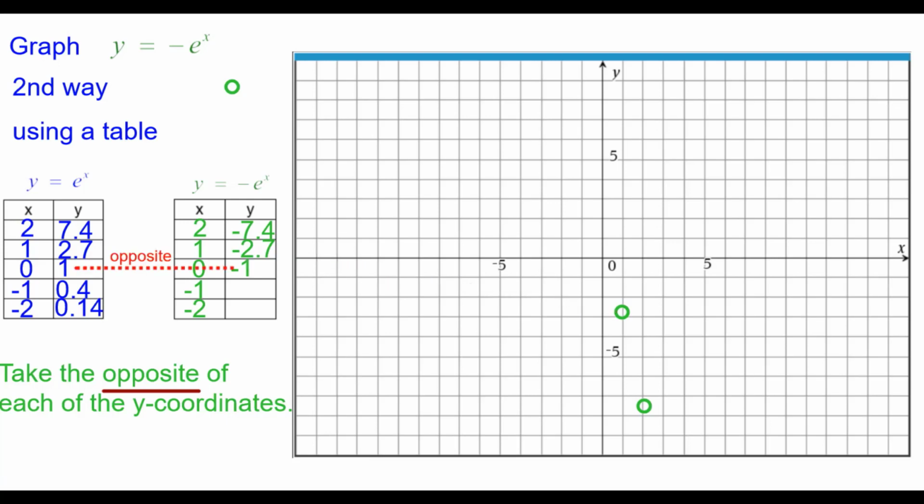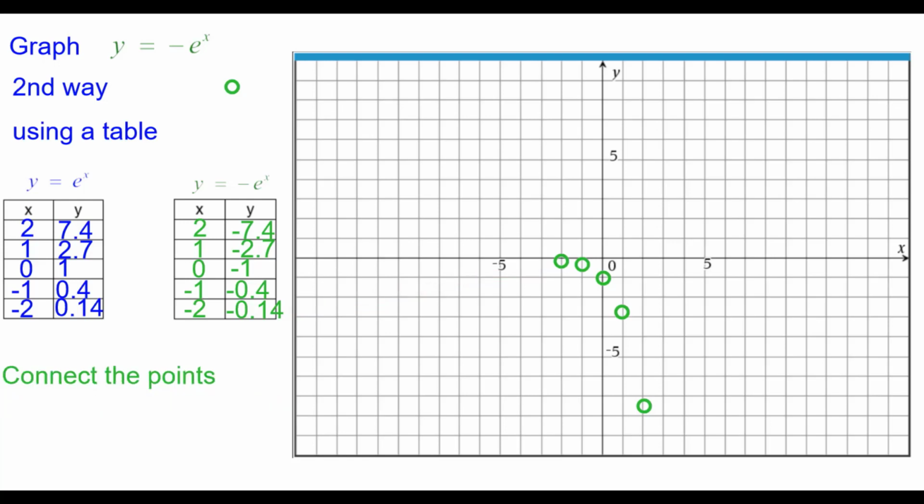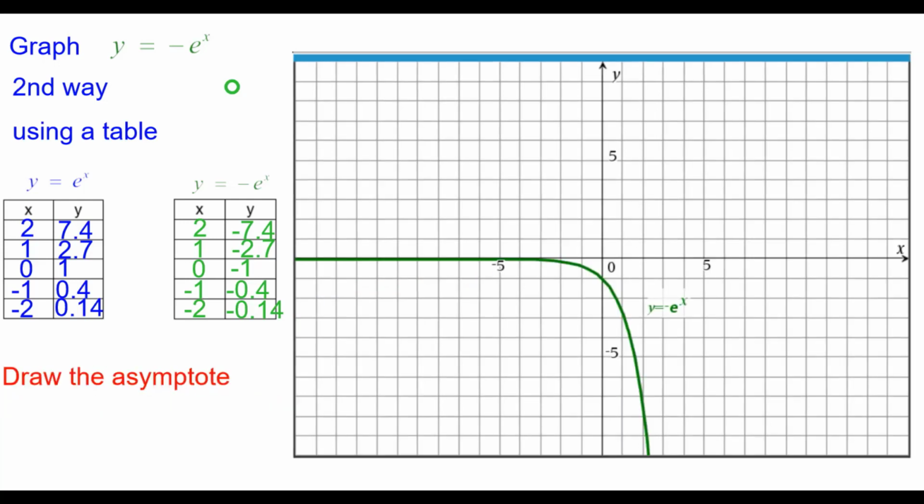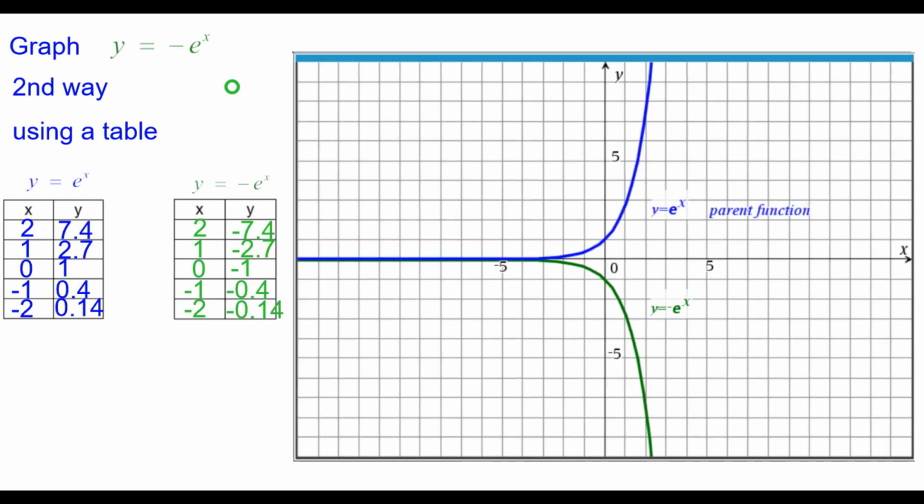Zero, negative 1, negative 1, negative 0.4, and negative 2, negative 0.14. We'll connect the points and draw on the asymptote. And again, compare it to the parent function. And again, the graphs are reflections about the x-axis, or they're symmetric about the x-axis.